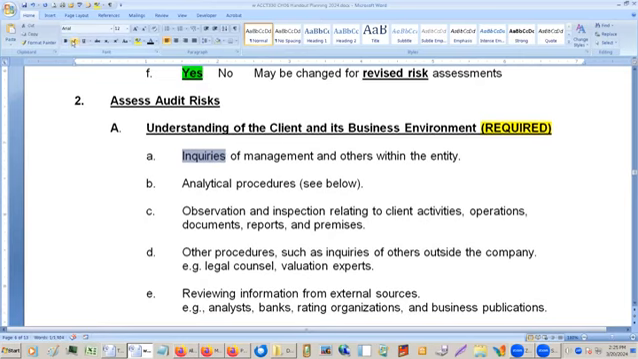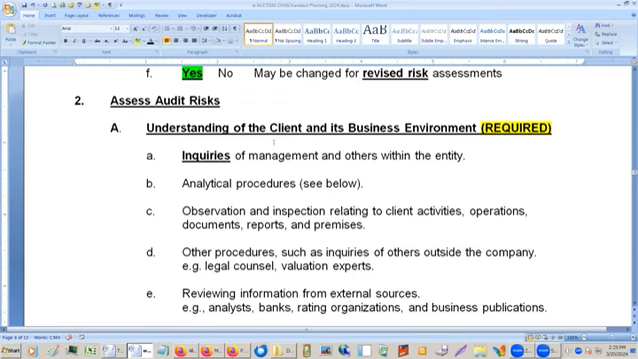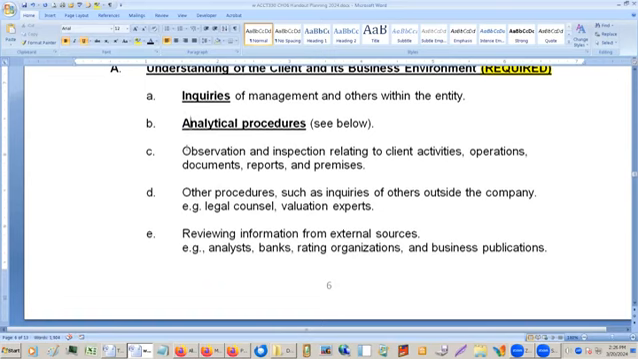Inquiries. One of the weird things about auditing is that talking to people doesn't seem like as good of evidence, but it actually is. So you ask management, how do they do this? How do they do that? Analytical procedures, which we'll do later. We'll do one later on today. We'll hold off on this one. Observation and inspection.